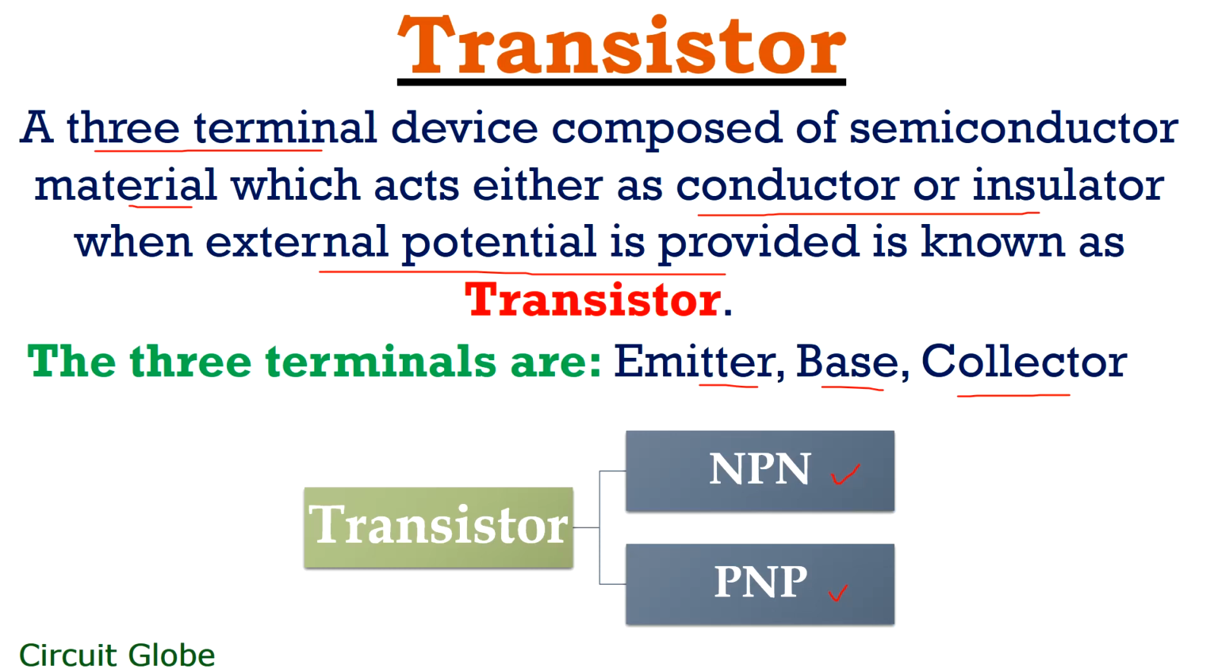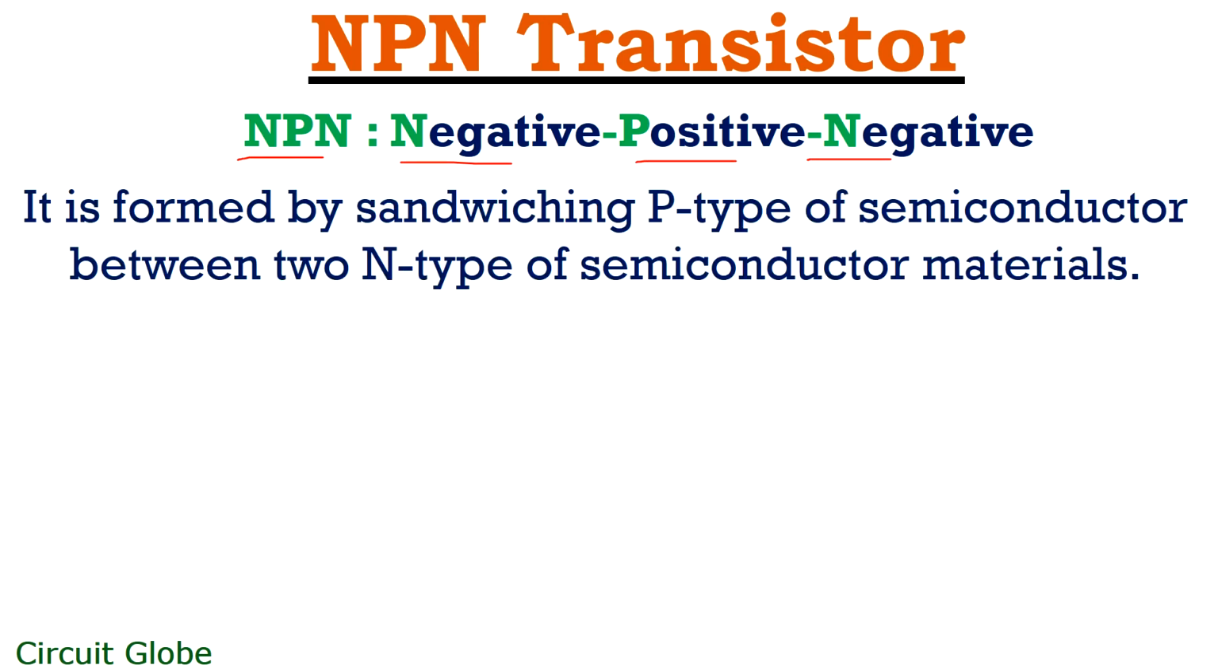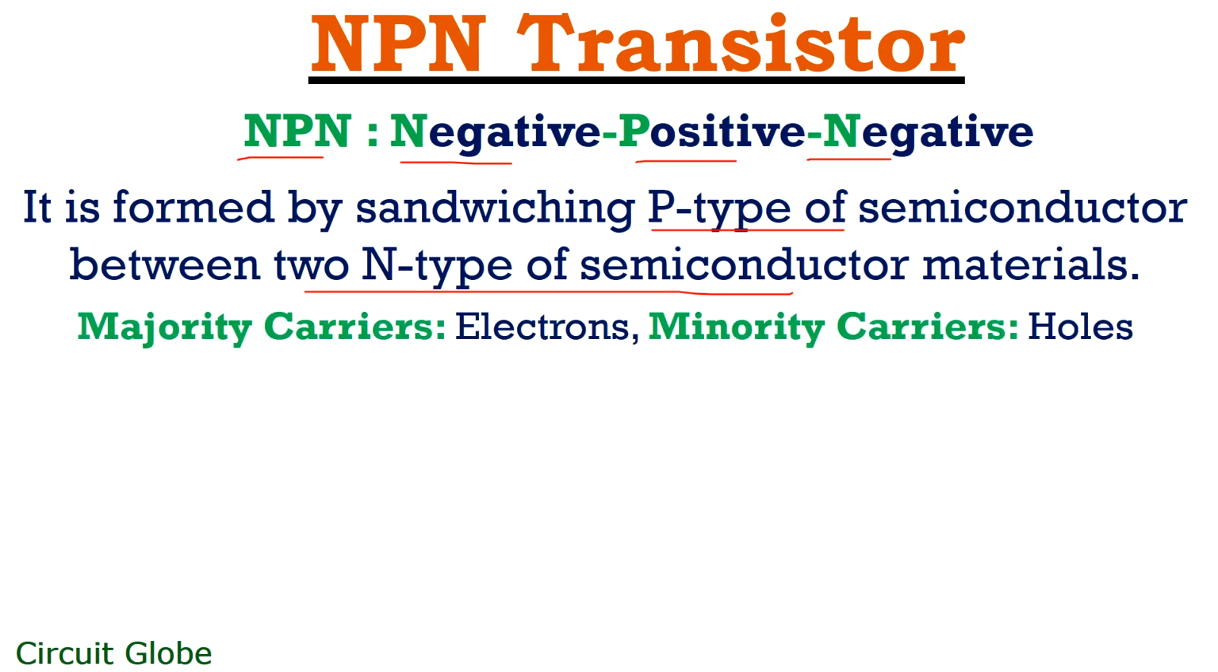Guys, let's now see what is NPN transistor. So NPN stands for negative, positive, negative. An NPN transistor is formed by sandwiching a p-type semiconductor layer between two n-type semiconductor materials. Due to the presence of two n-type layers and one p-type layer, here the majority charge carriers are electrons and minority charge carriers are holes.